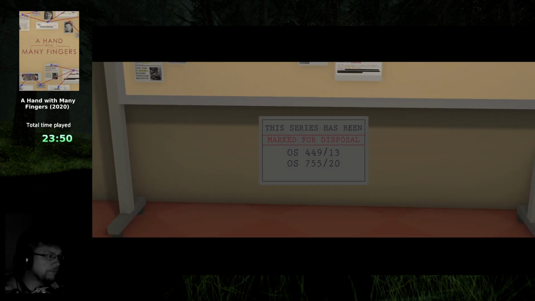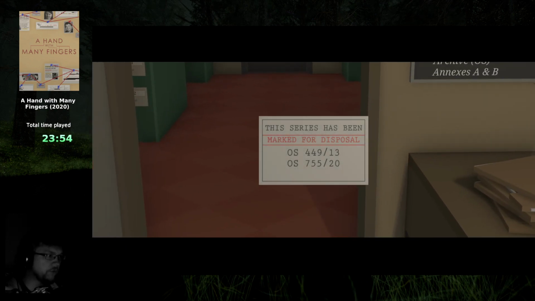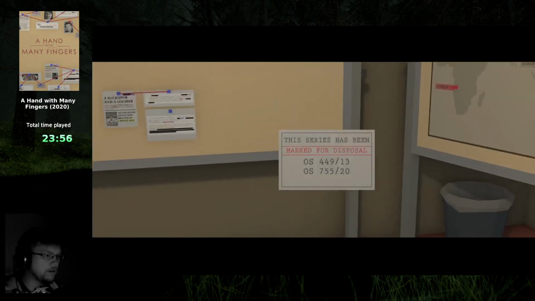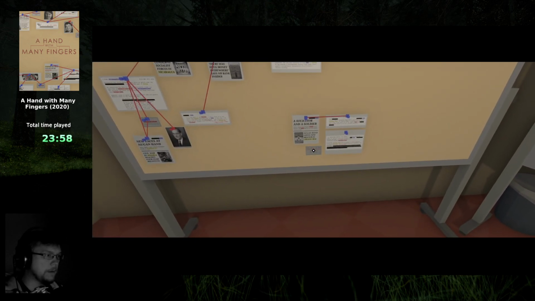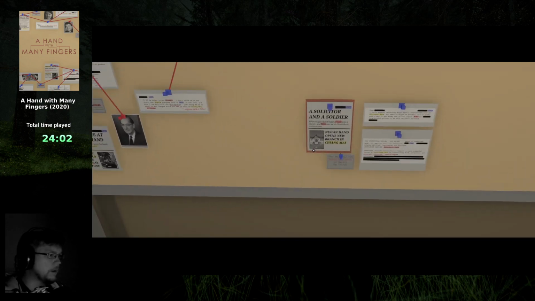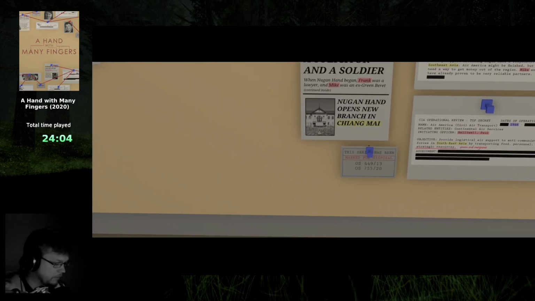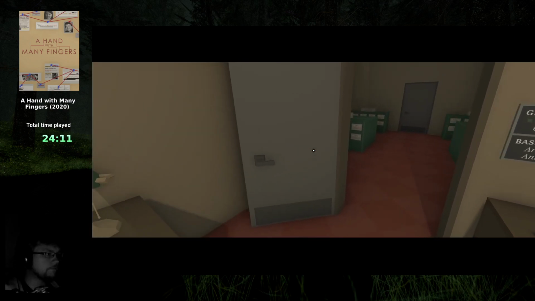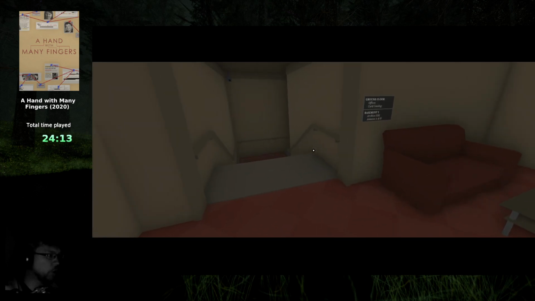Has been marked for disposal. 44913? This was 44913. We'll disconnect that. I don't think it's relevant. 75520. That's a new one. I wonder if there's something in all of these boxes.